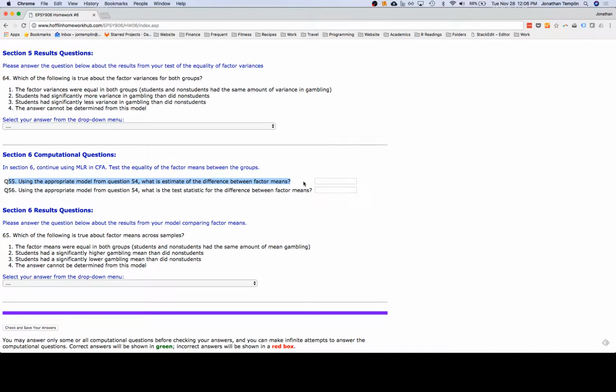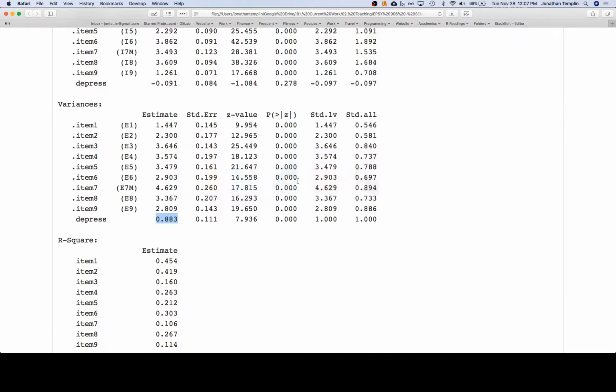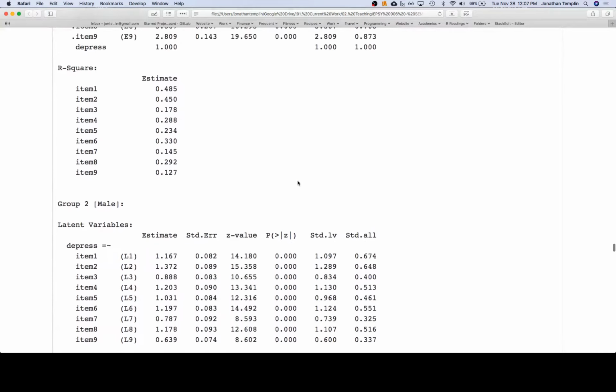The way you figure out the estimate of the difference between factor means, because there are only 2 means and one mean is 0, is that the estimated factor mean is the difference between the 2. So just subtraction. Either it's the number or it's negative 1 times the number, depending on which group is being subtracted from. Okay, I will go back and do it.